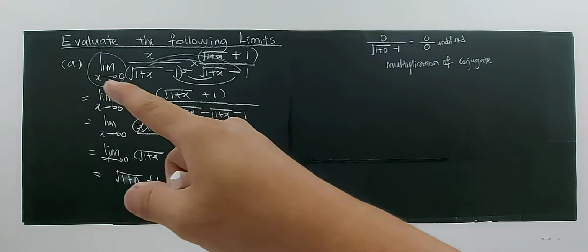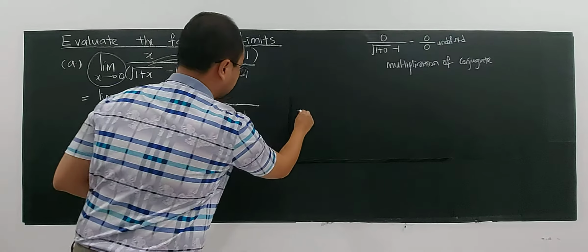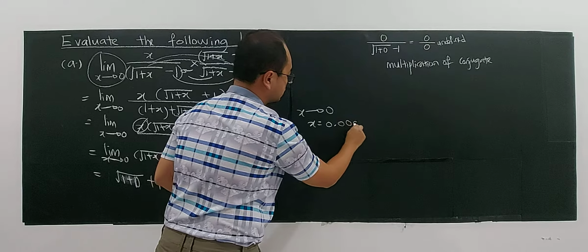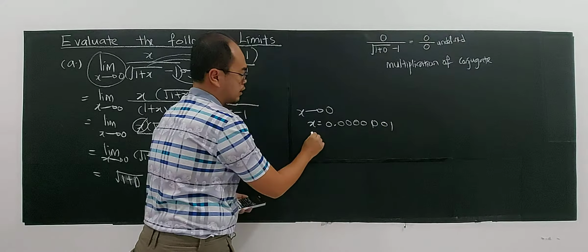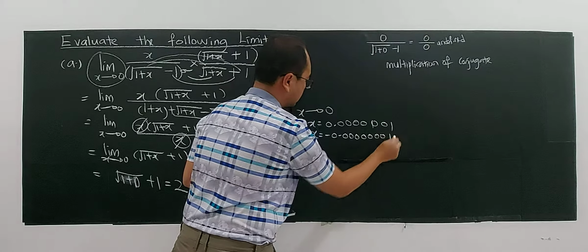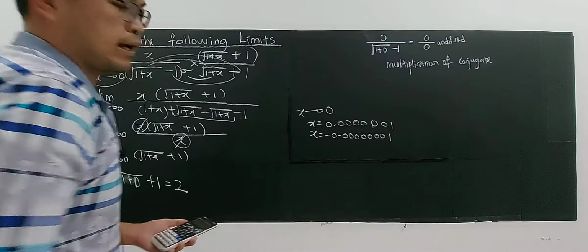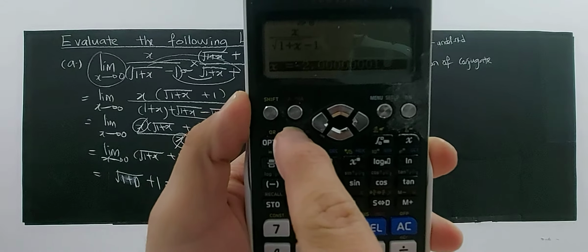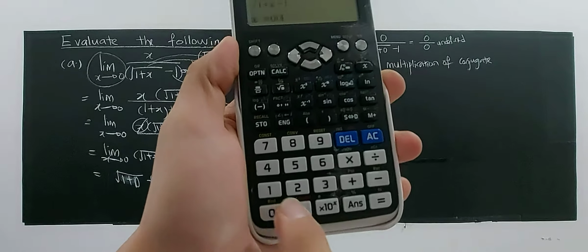For x approaching 0, x can be 0.00001, or you can write x equals negative 0.000000001. Any number that is approaching 0 is fine; I can choose any number here. So I press the button CALC, calculate, and I use as many zeros as possible.